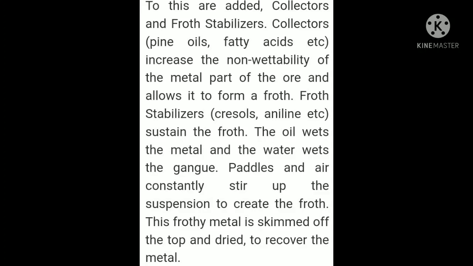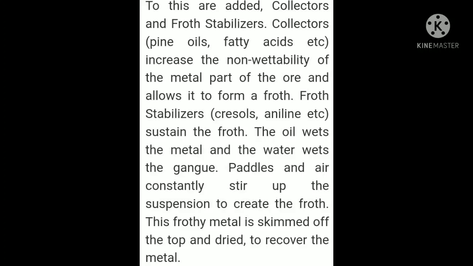So in the diagram you can see what they will do. First they will crush the ore, that is pulverization, isn't it? Crushing of the ore into small pieces, and it is fed into a large tank containing collectors.